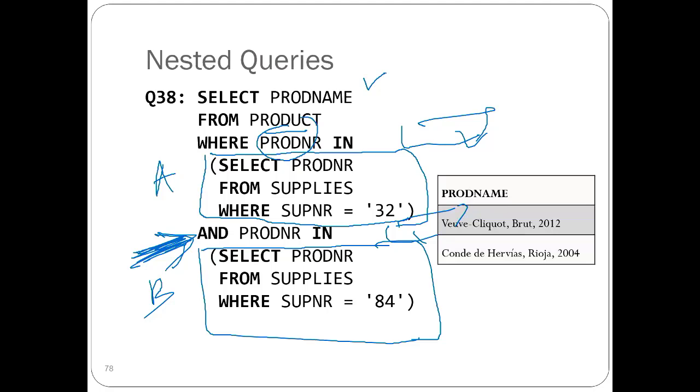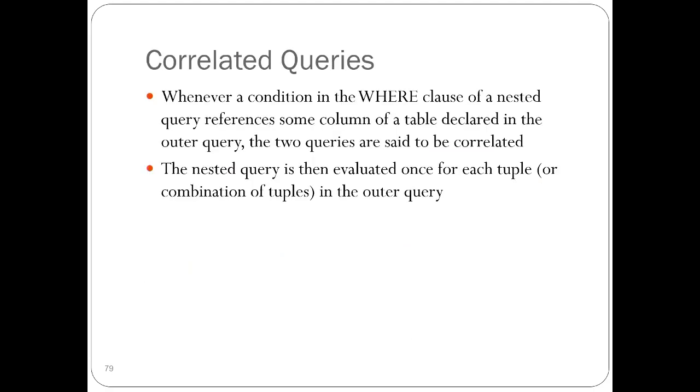Now the second question: can we write this query in a different way? I believe you can. Here we need to understand nested queries. Now we have an even more interesting case of nested queries coming up, called correlated queries. The queries involving nesting that we have seen till now were non-correlated queries. Why non-correlated queries?